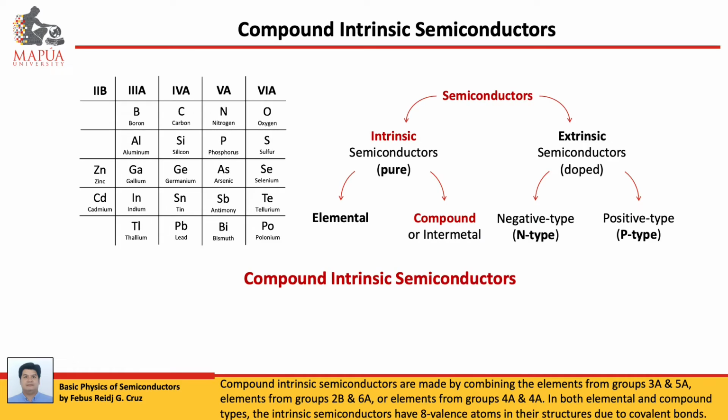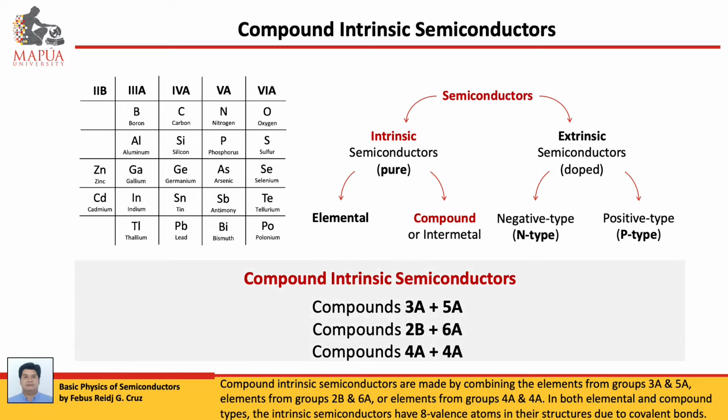Compound intrinsic semiconductors are made by combining the elements from groups 3A and 5A, elements from groups 2B and 6A, or elements from groups 4A and 4A. In both elemental and compound types, the intrinsic semiconductors have 8 valence atoms in their structures due to covalent bonds.